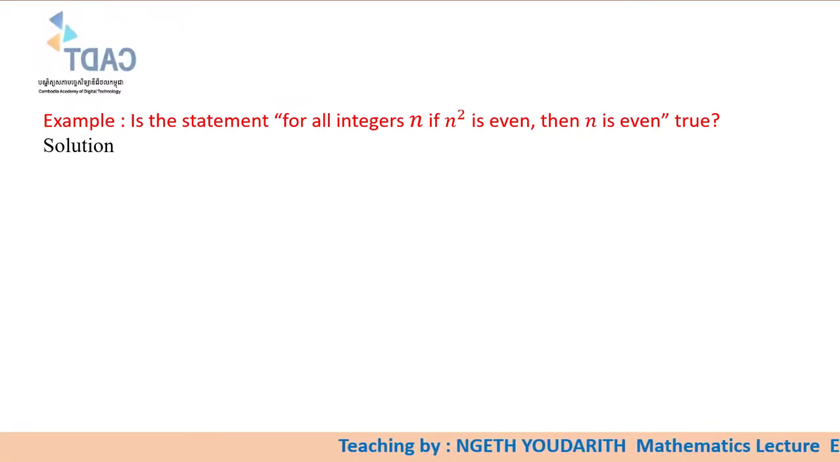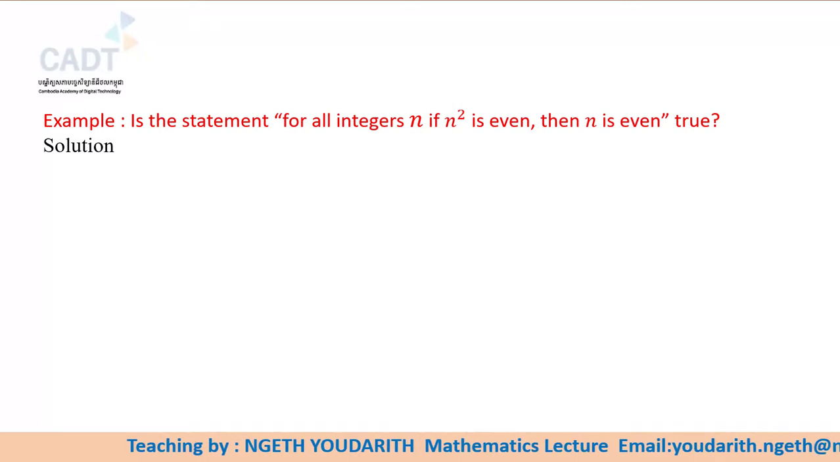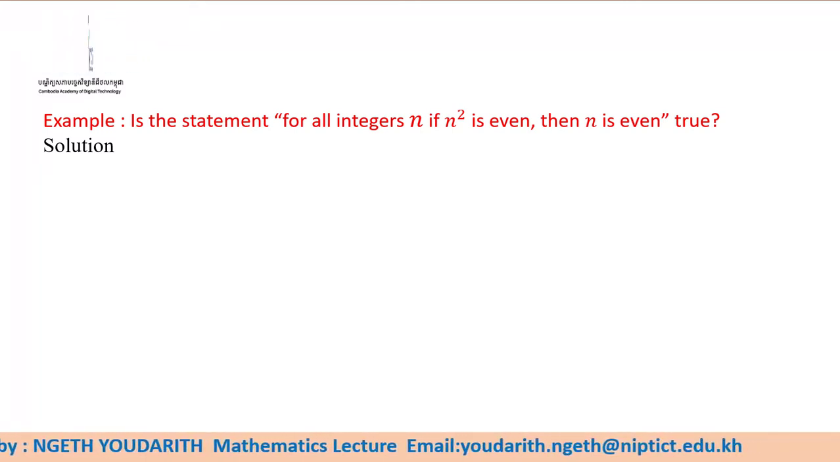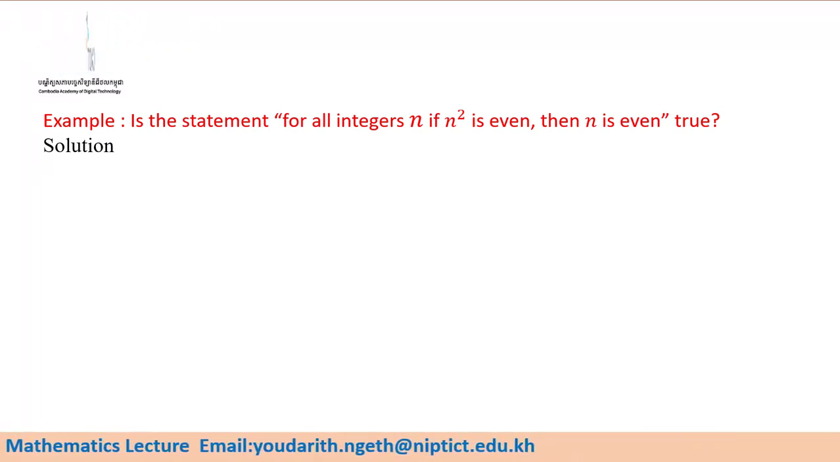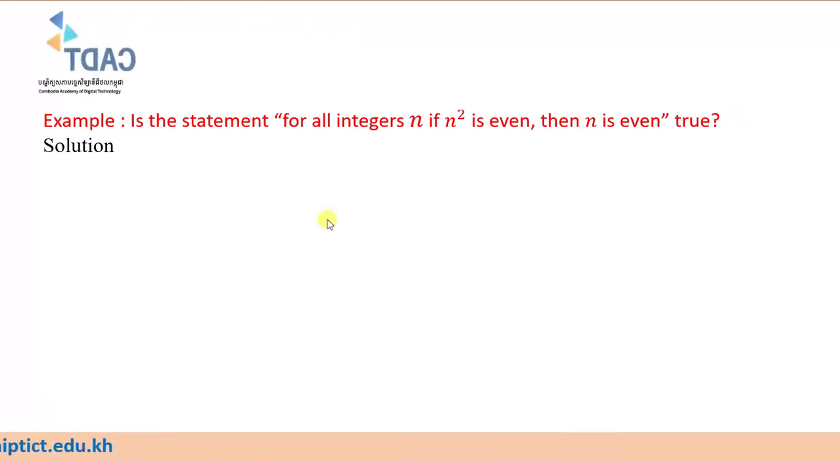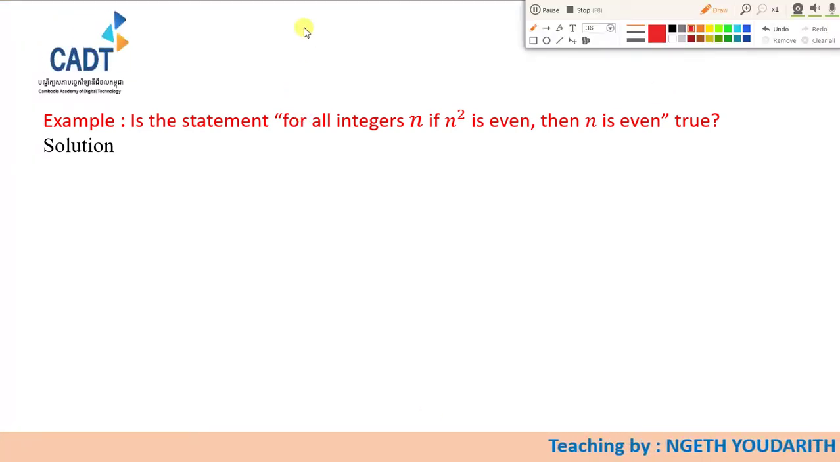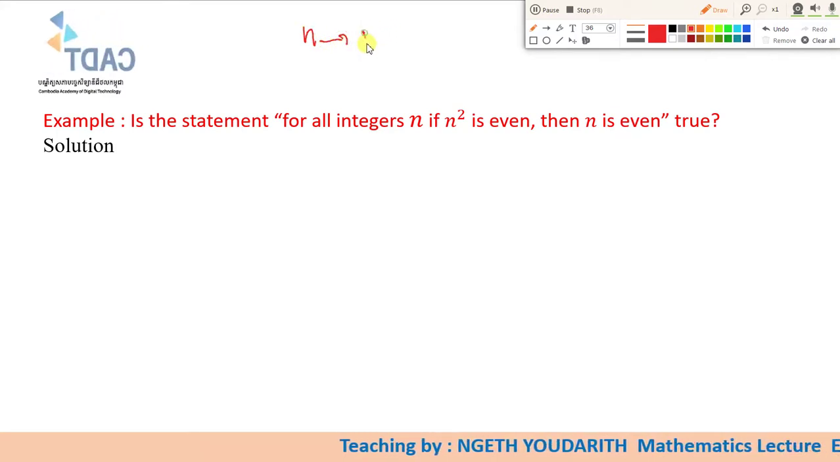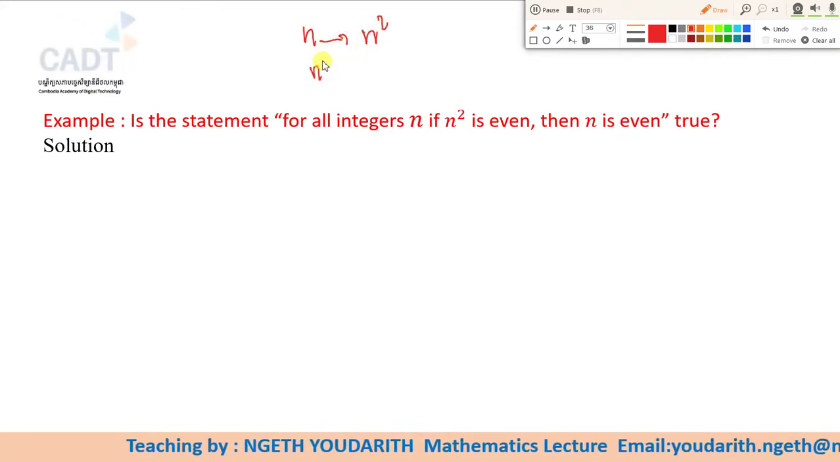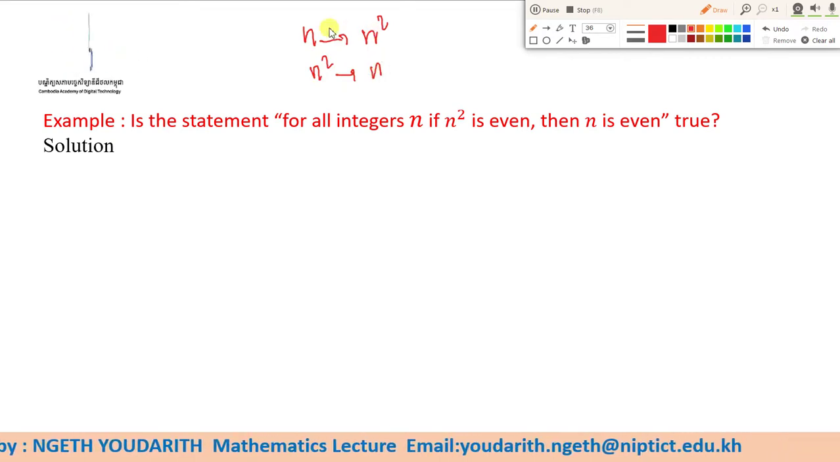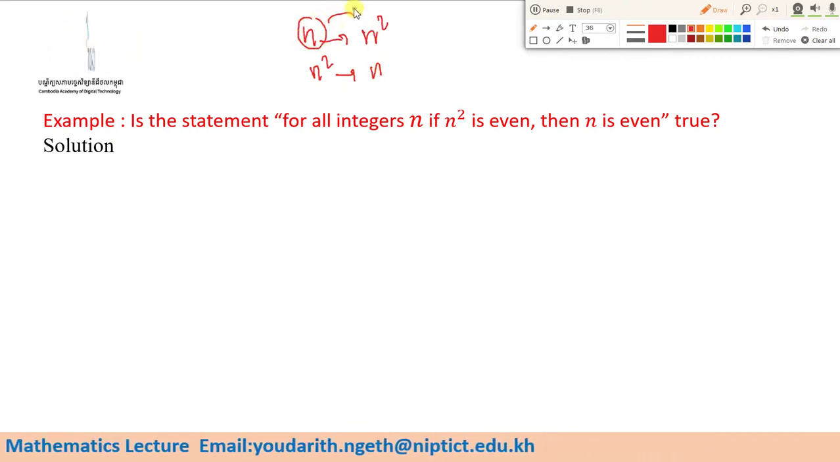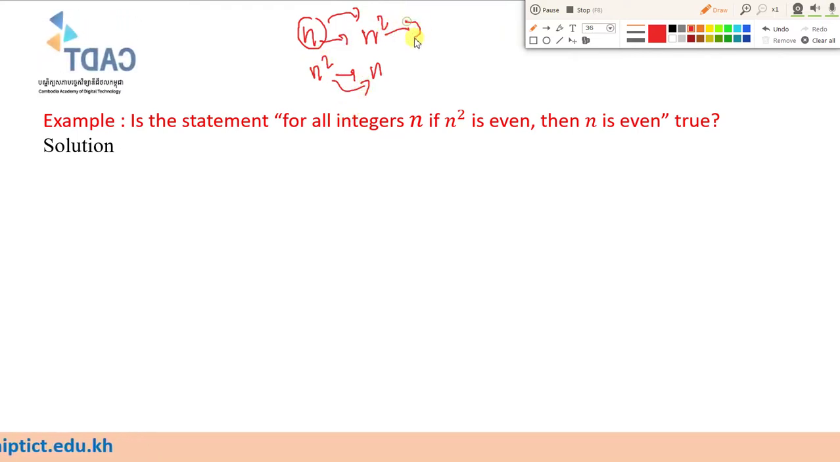The statement: for all integers n, if n squared is even, then n is an even number. So it is different from our direct proof. In our direct proof, we start from n and go to n squared, so from the small one to the big one. This one is n squared to n, from the big one to the small one. This we can solve by direct proof. This we can solve by contrapositive.